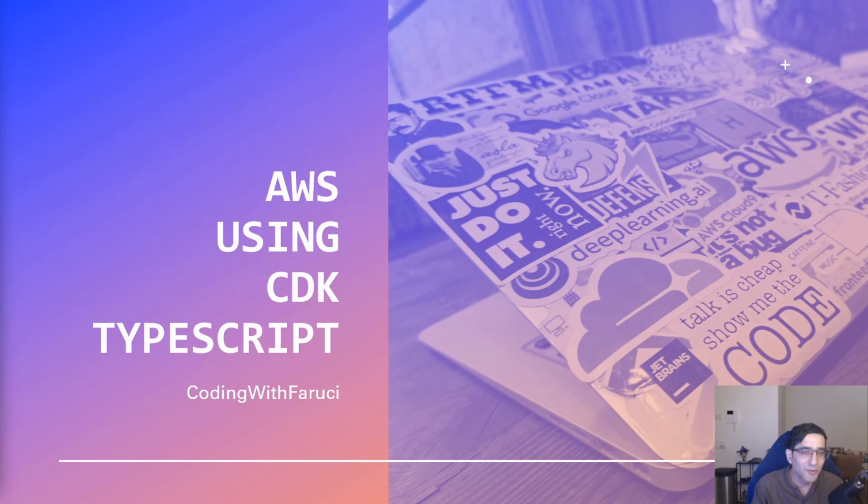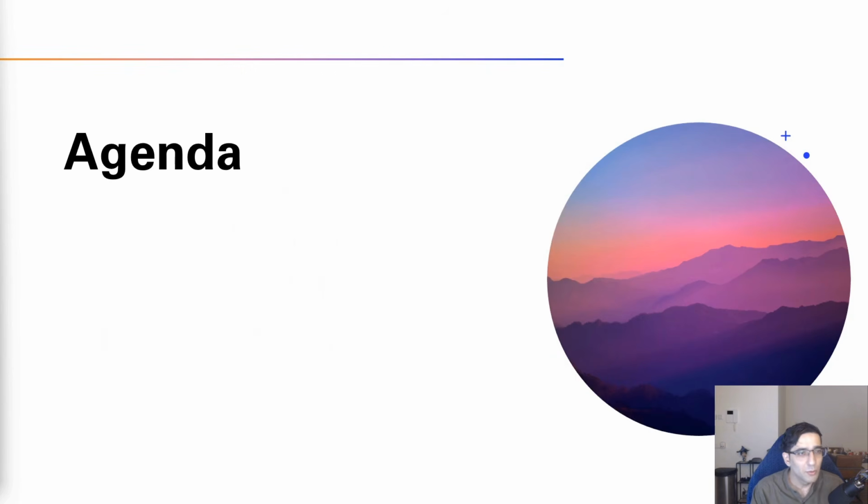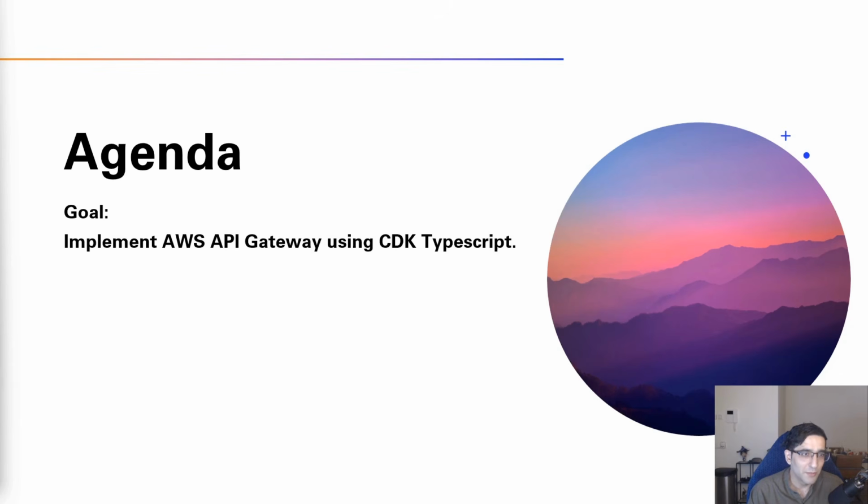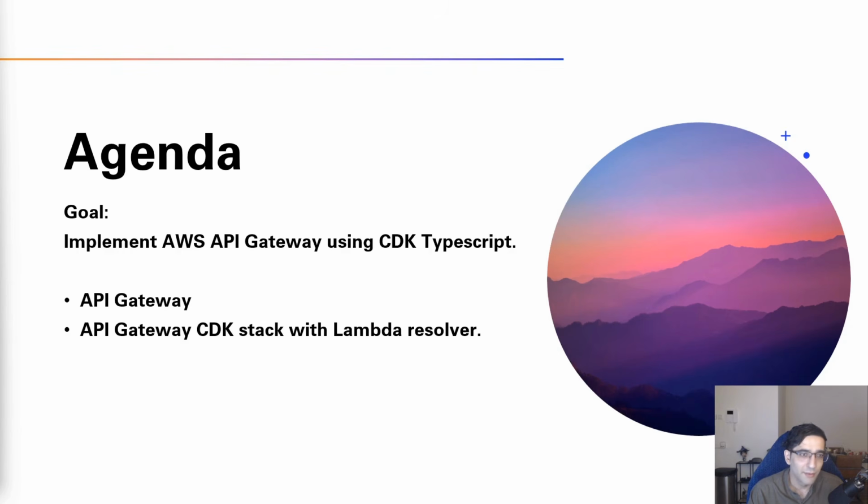And let's go on to the agenda. So the goal of this video is to implement an AWS API Gateway using CDK TypeScript. Before we get started, we're going to have a look at what is an API, what is an API Gateway, and then we're going to create the API Gateway CDK stack with the Lambda resolver and authentication and models and whatnot. And finally, we will end the video by testing the API Gateway with some calls from Postman to demonstrate that it's all working.